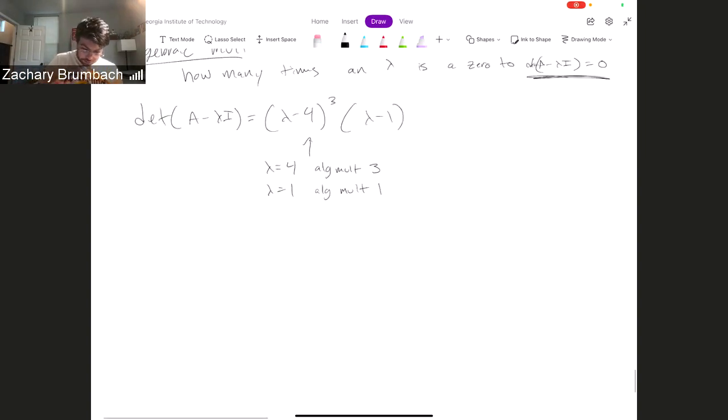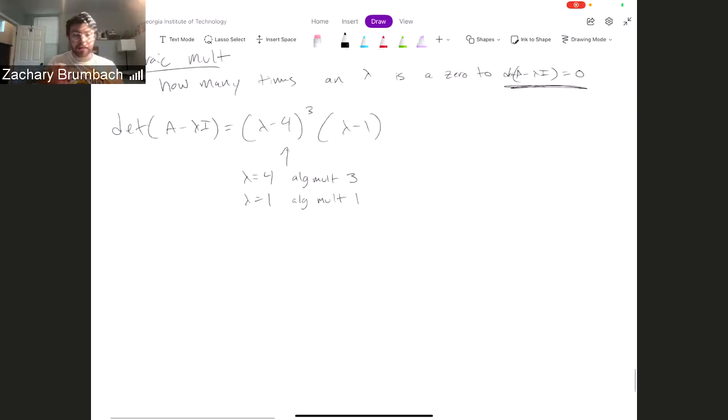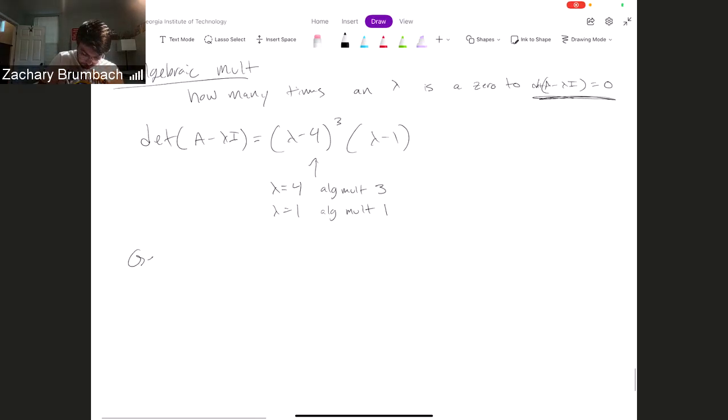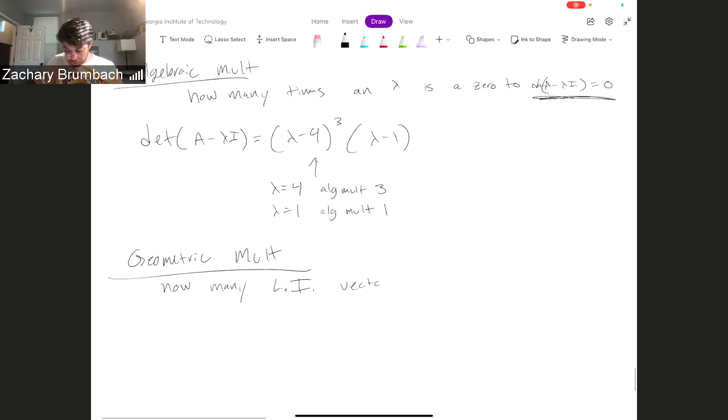That's the basis for algebraic multiplicity, and now we talk about geometric multiplicity. All this is, is how many linearly independent vectors make up the respective eigenspace.